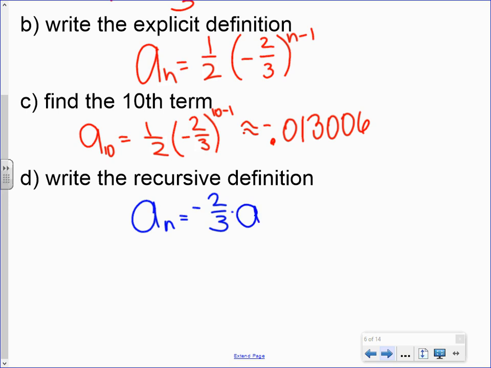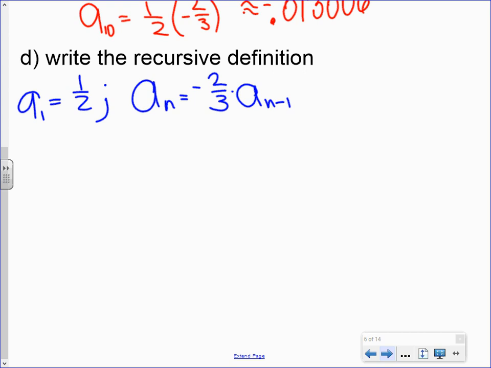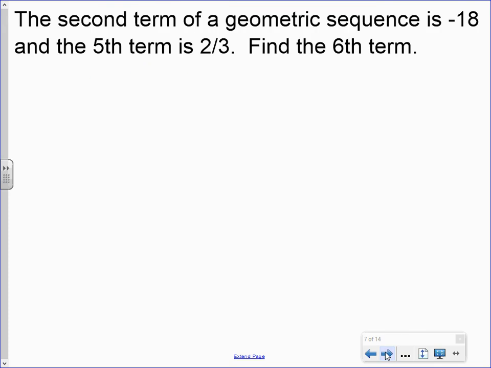Okay, so times the term before it. Okay, and make sure that you, that is a comma, a really big comma. Sorry about that. Make sure you define the first term too. I know technically we can see the first term, but if I ask you for a recursive definition, I really need it.